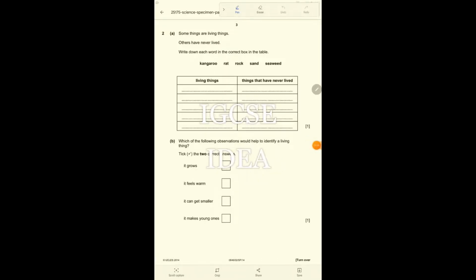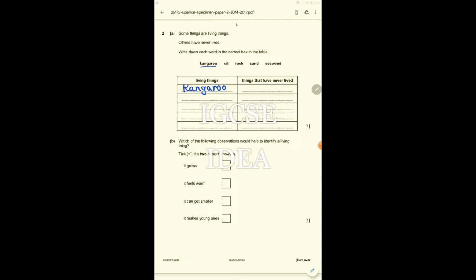Question number 2. A. Some things are living things. Others have never lived. Write down each word in the correct box in the table. Okay, so now the living things, we have to place in the living things column, and the non-living things, we have to place in the never lived column. Okay, living things, first we have kangaroo. Yes, kangaroo is a mammal, and mammals are living things.